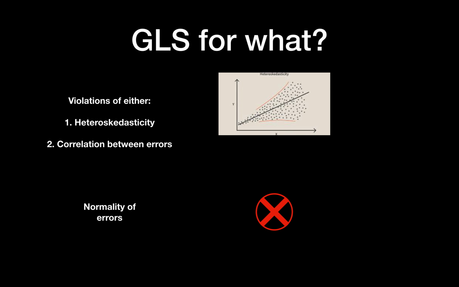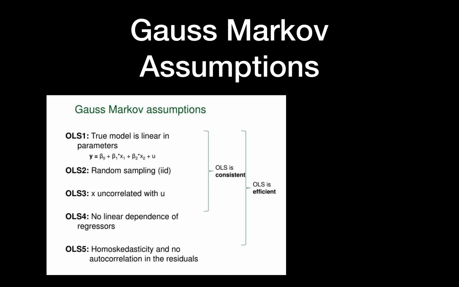But what I find interesting is that you would not use generalized least squares for normality of errors not being held. So if you have a model and you find out that the errors are not normally distributed, that is not an indication that you should be using generalized least squares. Because if we go back to the Gauss-Markov assumptions, pause the video, have a look at it, none of them mention anything to do with normality of errors.